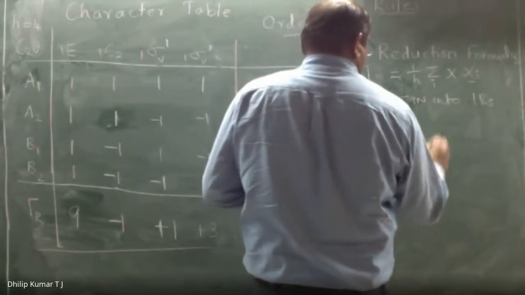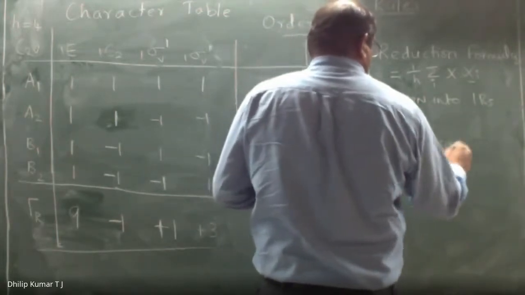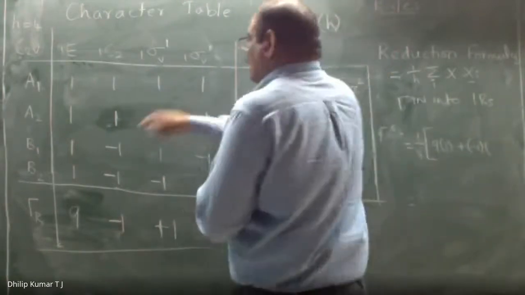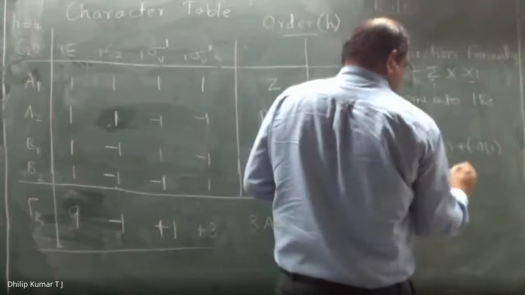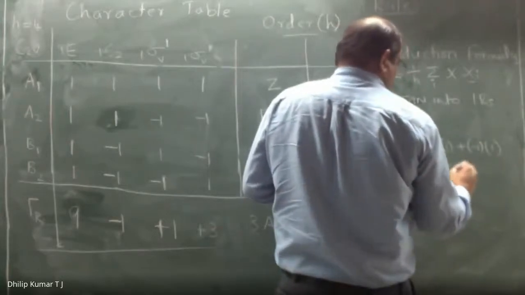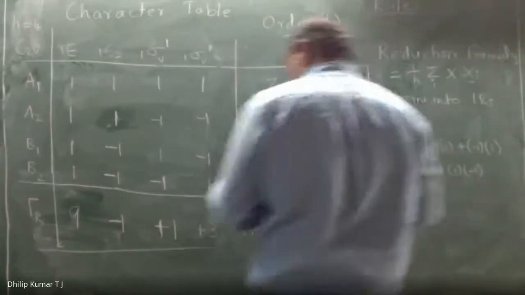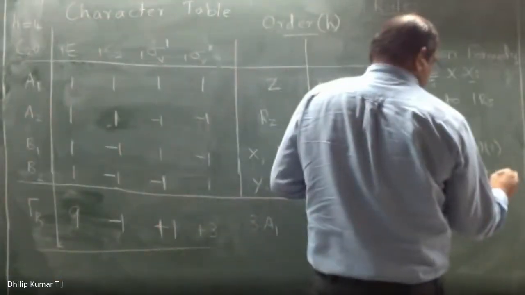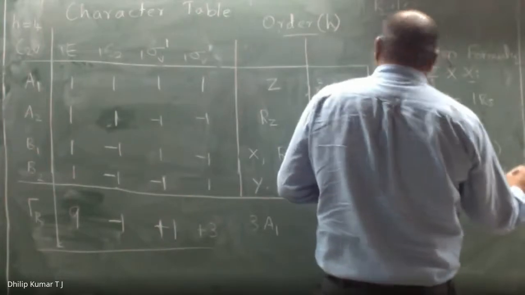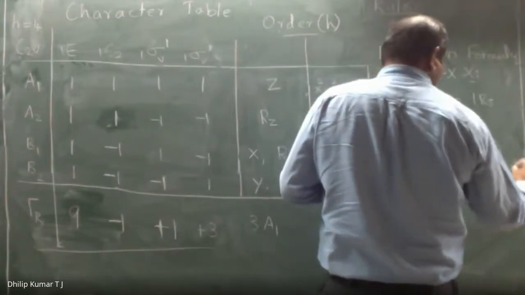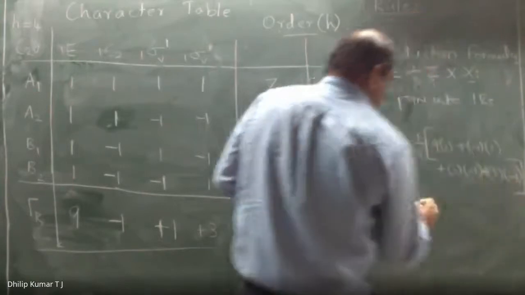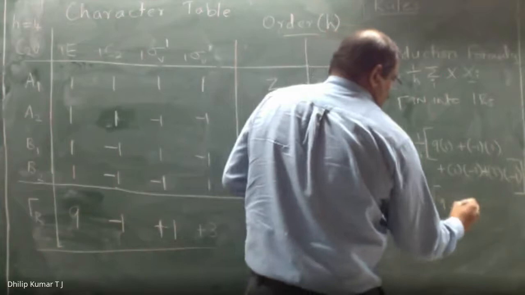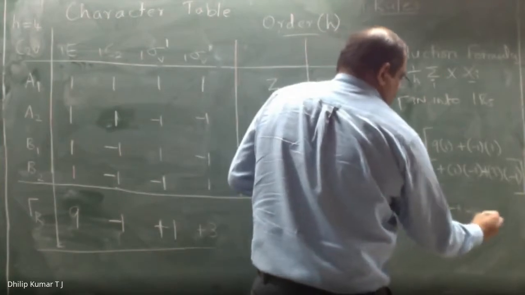Over 4, 9 into 1 plus minus 1 into 1 again plus 1 into minus 1. So this is 1 into minus 1 plus 3 into minus 1. Okay, so if I evaluate this, 1 over 4, 9 minus 1 plus minus 3.